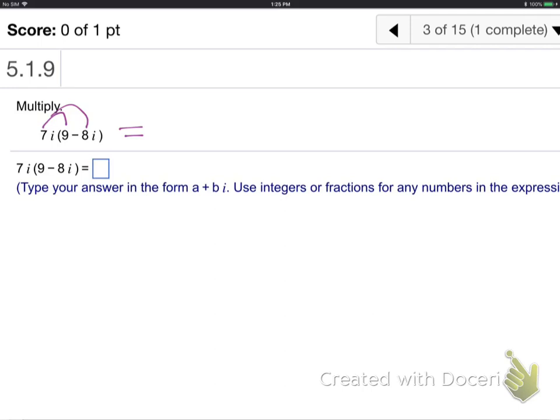So 7i times 9, 63i. Minus 7i times 8i. 7 times 8? 56. And i times i? i squared. Good so far? So I'm just multiplying, just treating that i like any other letter. Right? Now we got to pause for a second. What's i squared? We got i squared up there.